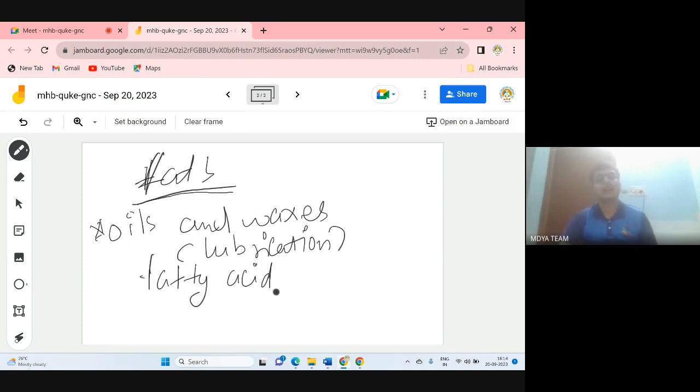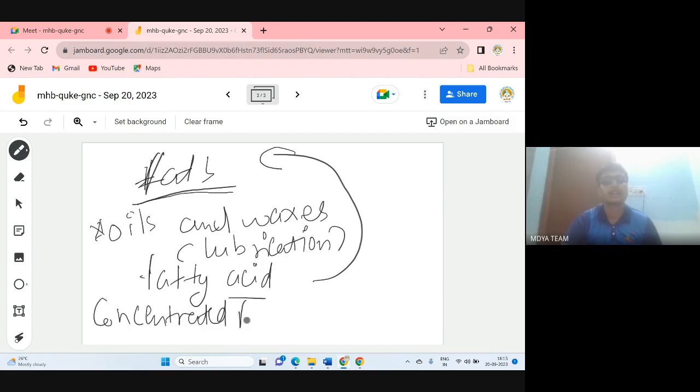Like our house is made up of bricks, similarly, fats are made up of fatty acid. So all those substances which have lubricative nature and contain fatty acid are all placed in fat. What is the main function of fat in our body? Fat is a concentrated form of energy.